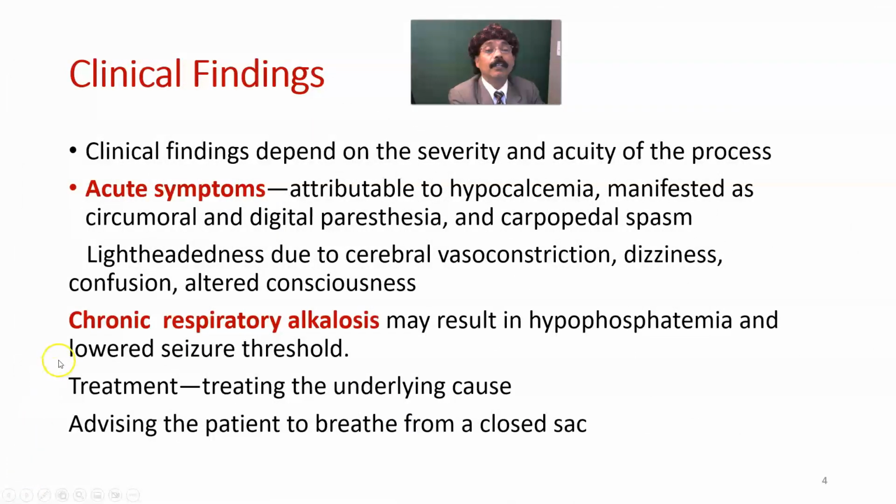Clinical findings depend on the severity and acuity of the process. Acute symptoms are attributed to hypocalcemia. Why hypocalcemia? Because there will be less attachment of hydrogen to the albumin, so the calcium will attach to the albumin, leaving less free calcium. Hypocalcemia is manifested as circumoral and digital paresthesia and carpopedal spasm.